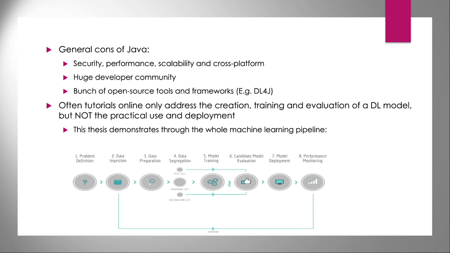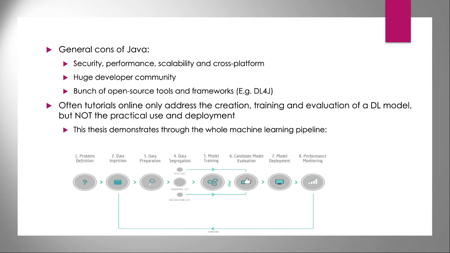So general pros of Java, it brings to the application security, performance, and scalability. In addition, it's also cross-platform. This implies that compiled Java code can be executed on any platform which has Java virtual machine support. Java also has a huge developer community, and that's one of the main reasons it has a bunch of open source tools available.